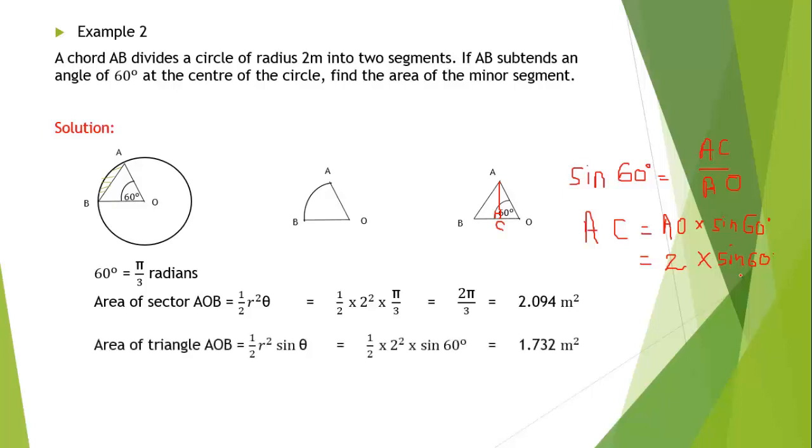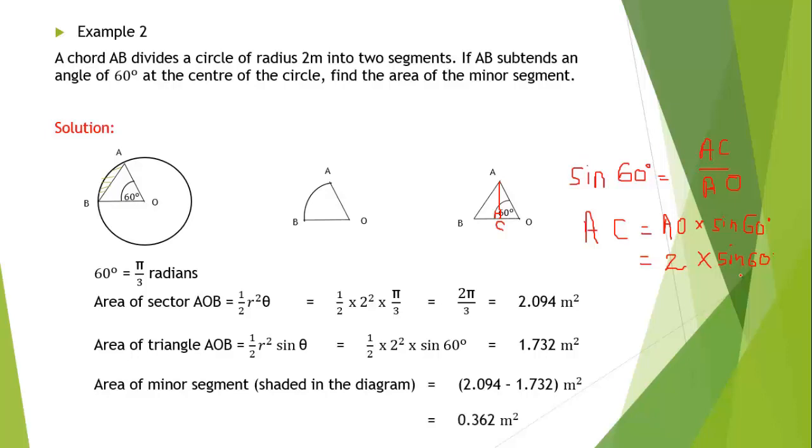To find the area of the triangle AOB, we have found the perpendicular height AC equals 2 times sin 60. So by substituting those values, we get half times 2 square times sin 60 degrees, which equals 1.732 meters square. And finally, by taking away the area of the triangle AOB from the area of the sector AOB, we get the area of the minor segment, which equals 0.362 meters squared.